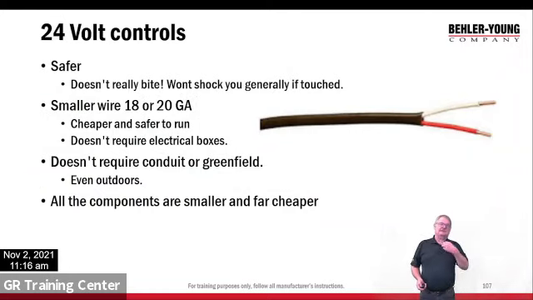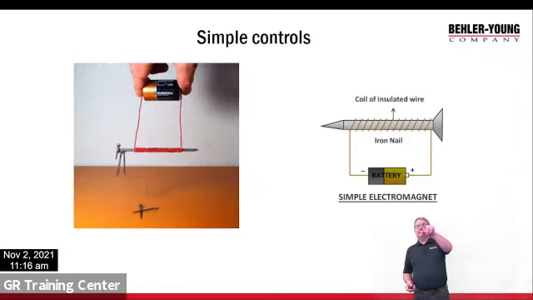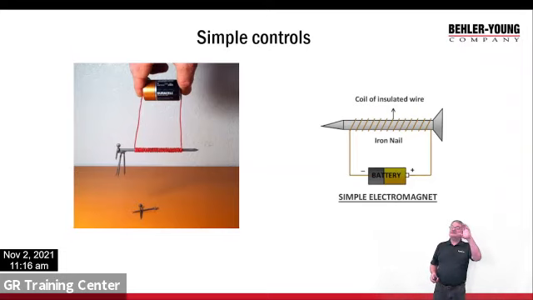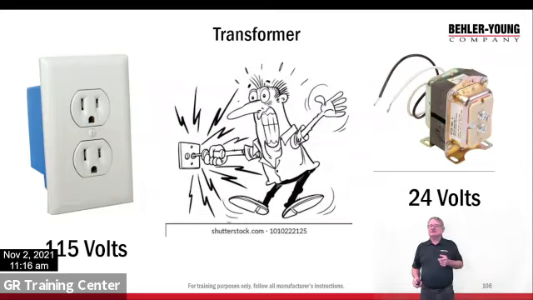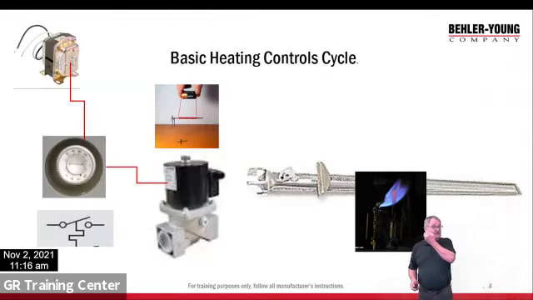I need to have a permit. Doesn't require conduit, doesn't require greenfield. All the components are small. If my little electric magnet here was going to be 110 volt, like you have coming out of the wall, it'd have to be much heavier, much more expensive. But because I'm going 24 volts, everything is smaller, everything's less expensive, everything's safer.